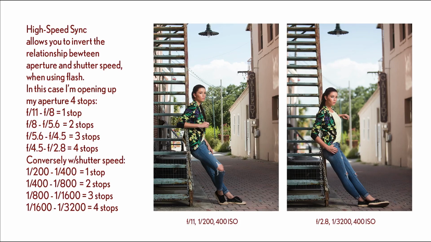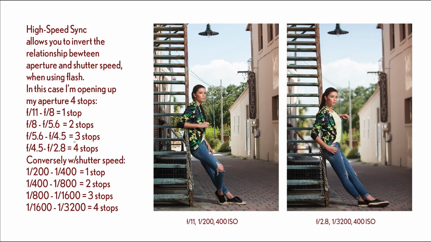So let's look at these images here. The one on the left is f11 at 1/200th of a second at ISO 400. And the one on the right is f2.8. So the difference between f2.8 and f11 is 4 stops. And the difference between 1/200th of a second and 1/3200th of a second is, again, 4 stops.